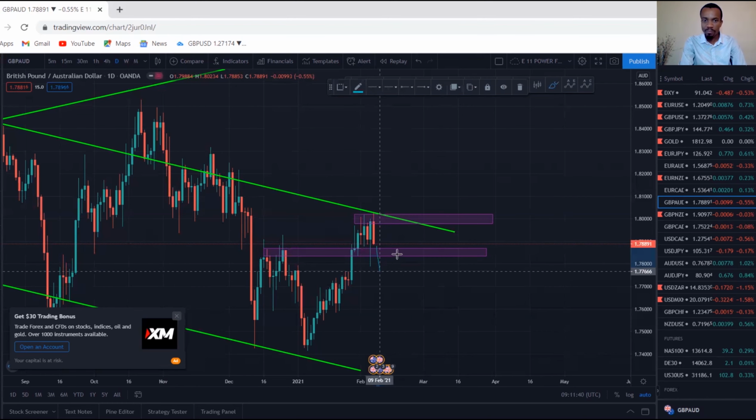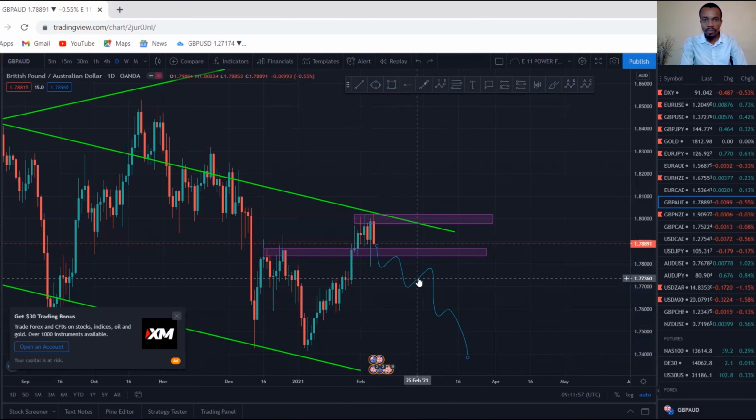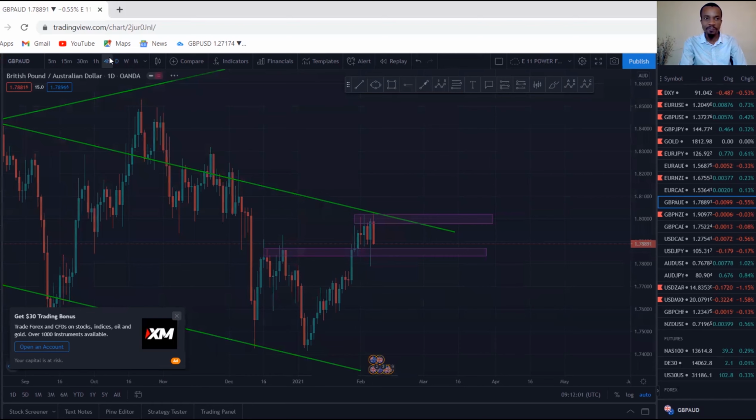Price may come, break this level. We'll be looking for those opportunities going to the downside based on our high time frame perspective. Price might decide to go back a little bit there and then shoot downside. Okay, so this is our thought process from a daily time frame on this GBPAUD. So let's take a look at it from a 4-hour time frame.